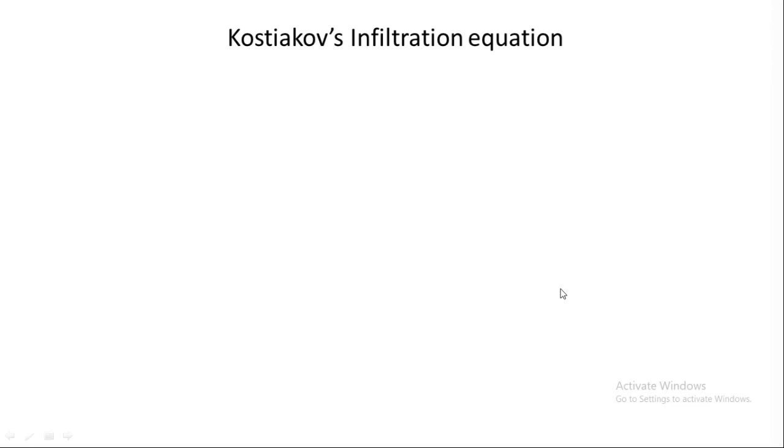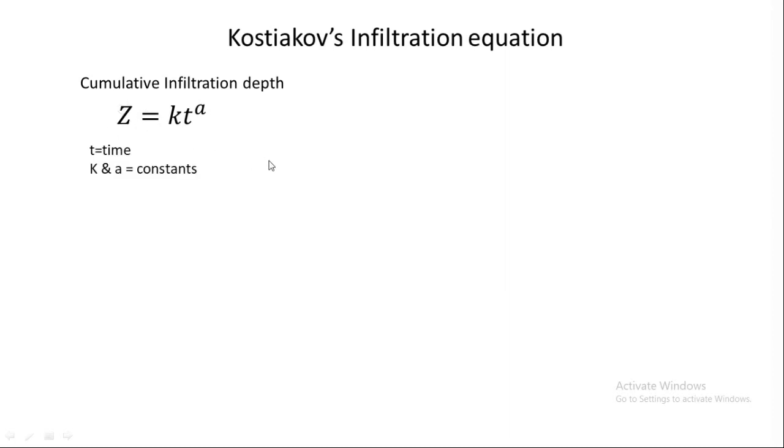Now, Kostiakov's infiltration equation. Kostiakov's infiltration equation is Z is equal to KT raised to A. Z represents the cumulative infiltrated depth. K and A are constants. And in this lecture, we will do a couple of examples to determine the value of K and value of A.